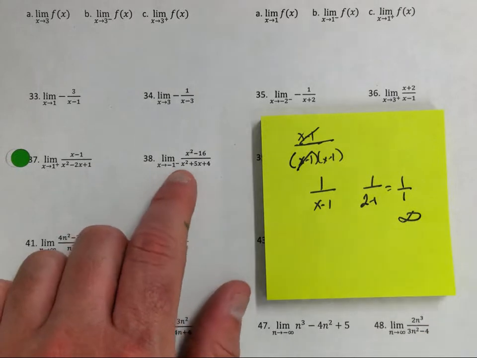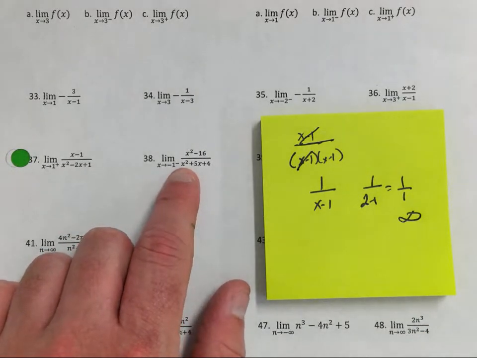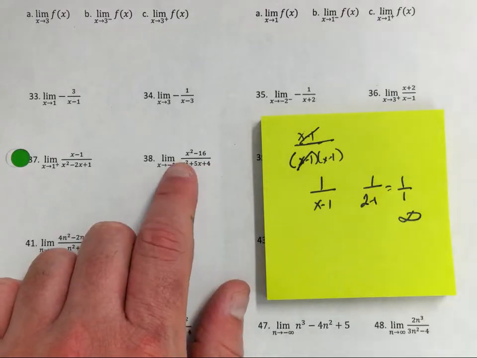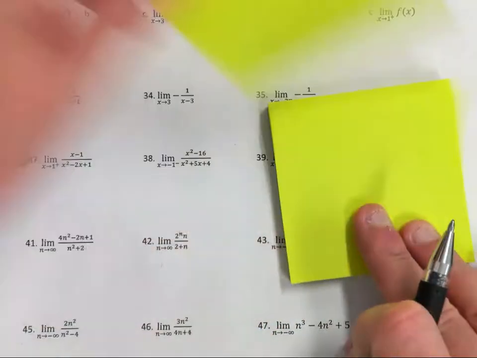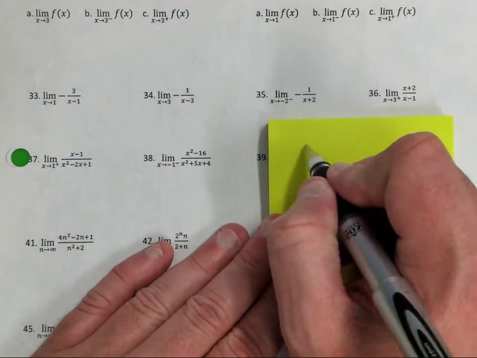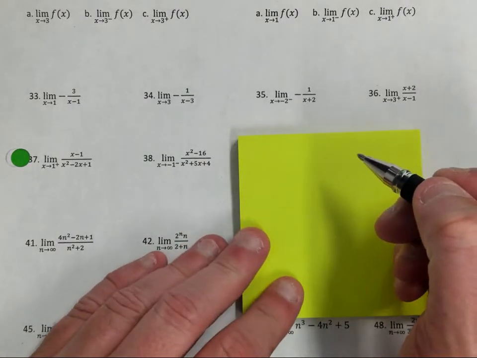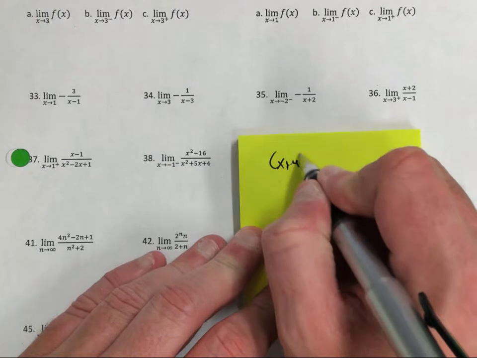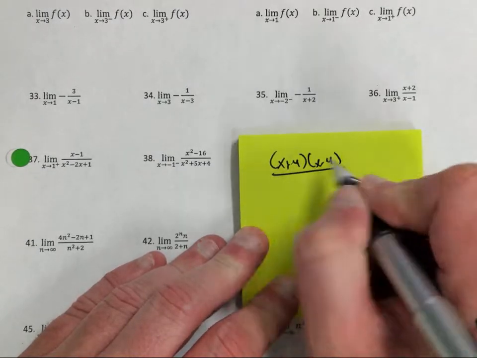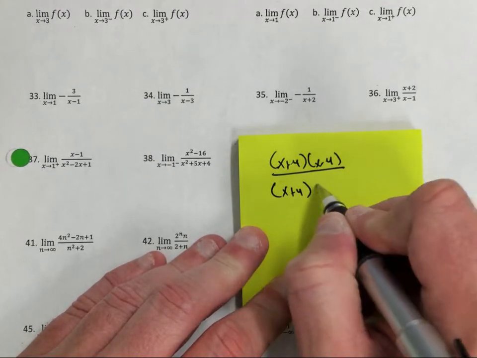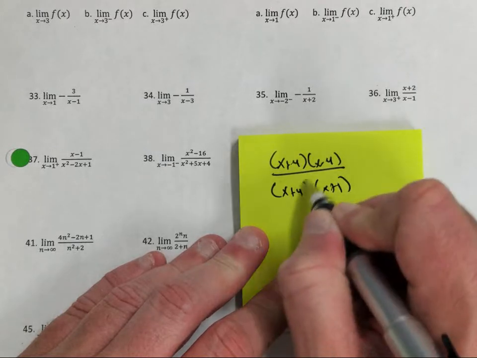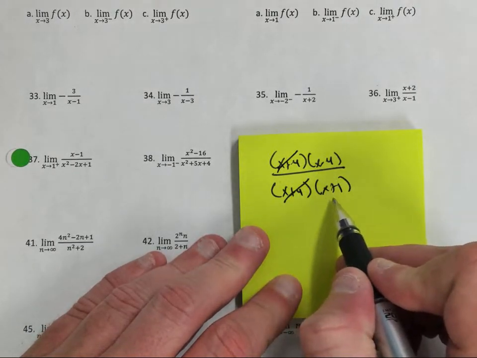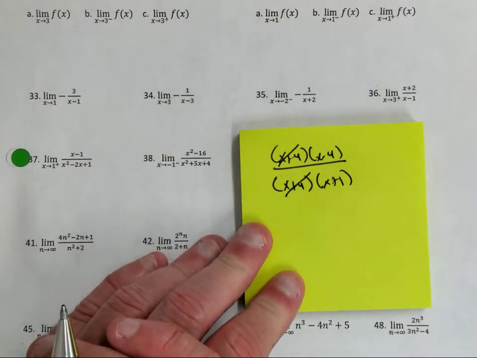Number 38. I'm going to plug negative 1 in. Negative 1 squared is 1, plus negative 5 is negative 4 plus 4 is 0. So I'm going to use a toolkit strategy. Which one stands out to you on this one? Factoring. Very good. So it'll be x plus 4, x minus 4, and on bottom, x plus 4 and x plus 1. Cancel that out. I'm going to directly input. Well, if I directly input negative 1, I still get 0, don't I?